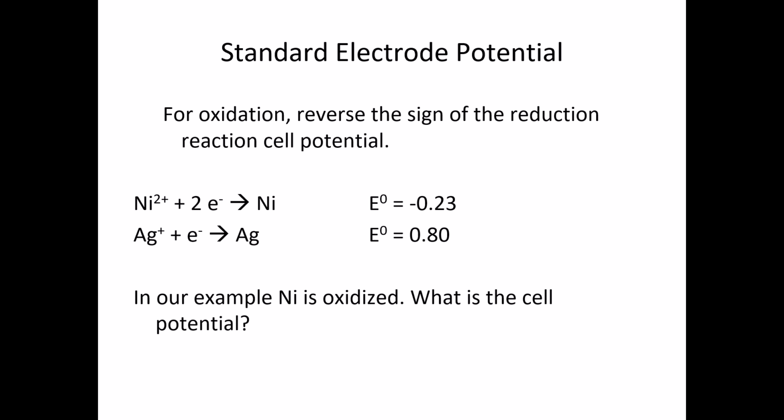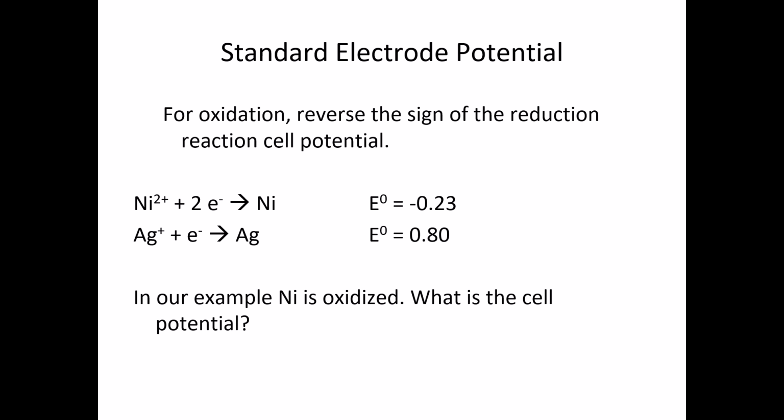So if I want to put these 2 half cells together to create a voltaic cell, I need to write them in the direction that is most favorable, or spontaneous. So silver would rather be reduced, nickel would rather be oxidized. So that's the way I'm going to write it. Okay, we're going to reduce the silver from Ag plus to Ag, and we're going to oxidize the nickel from nickel solid to nickel 2 plus.